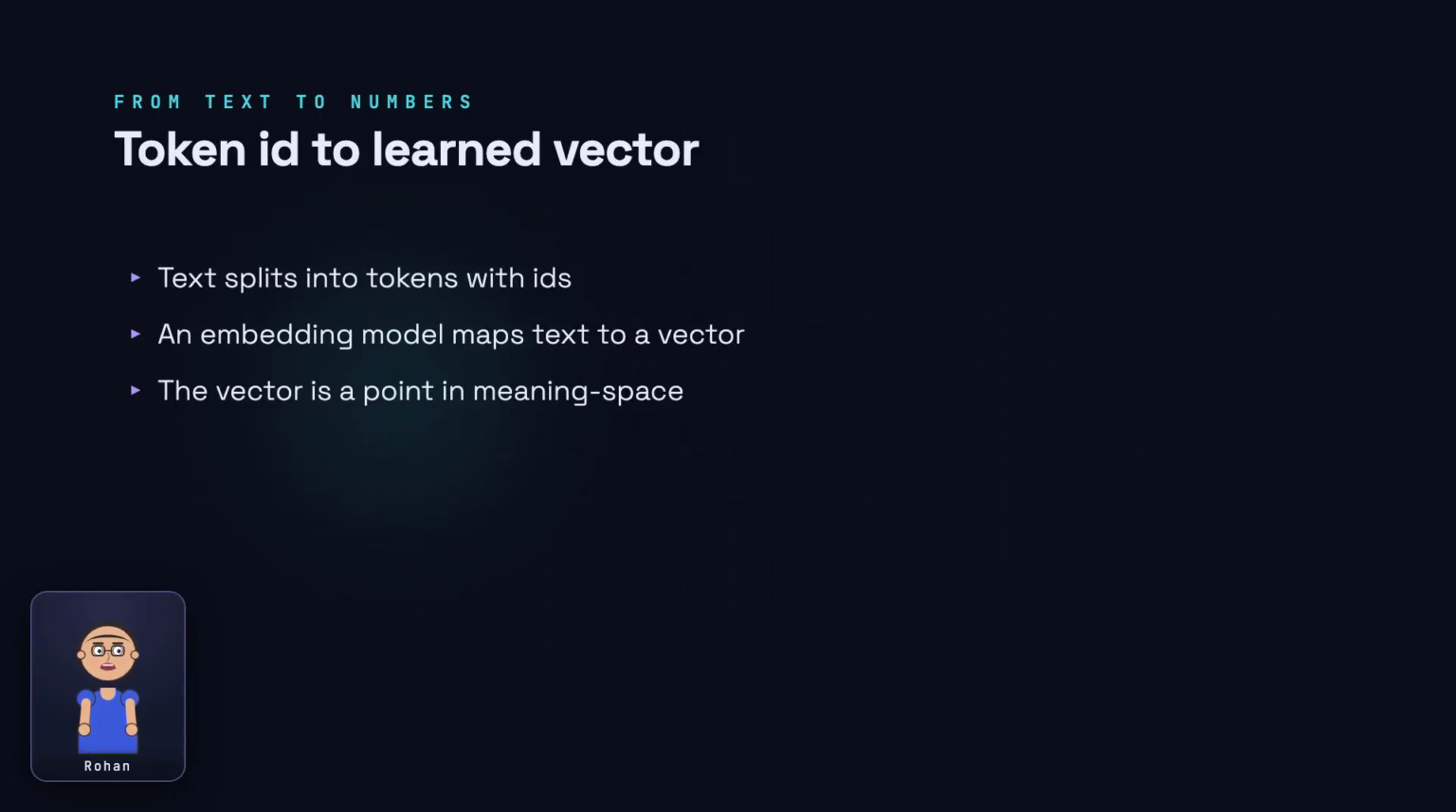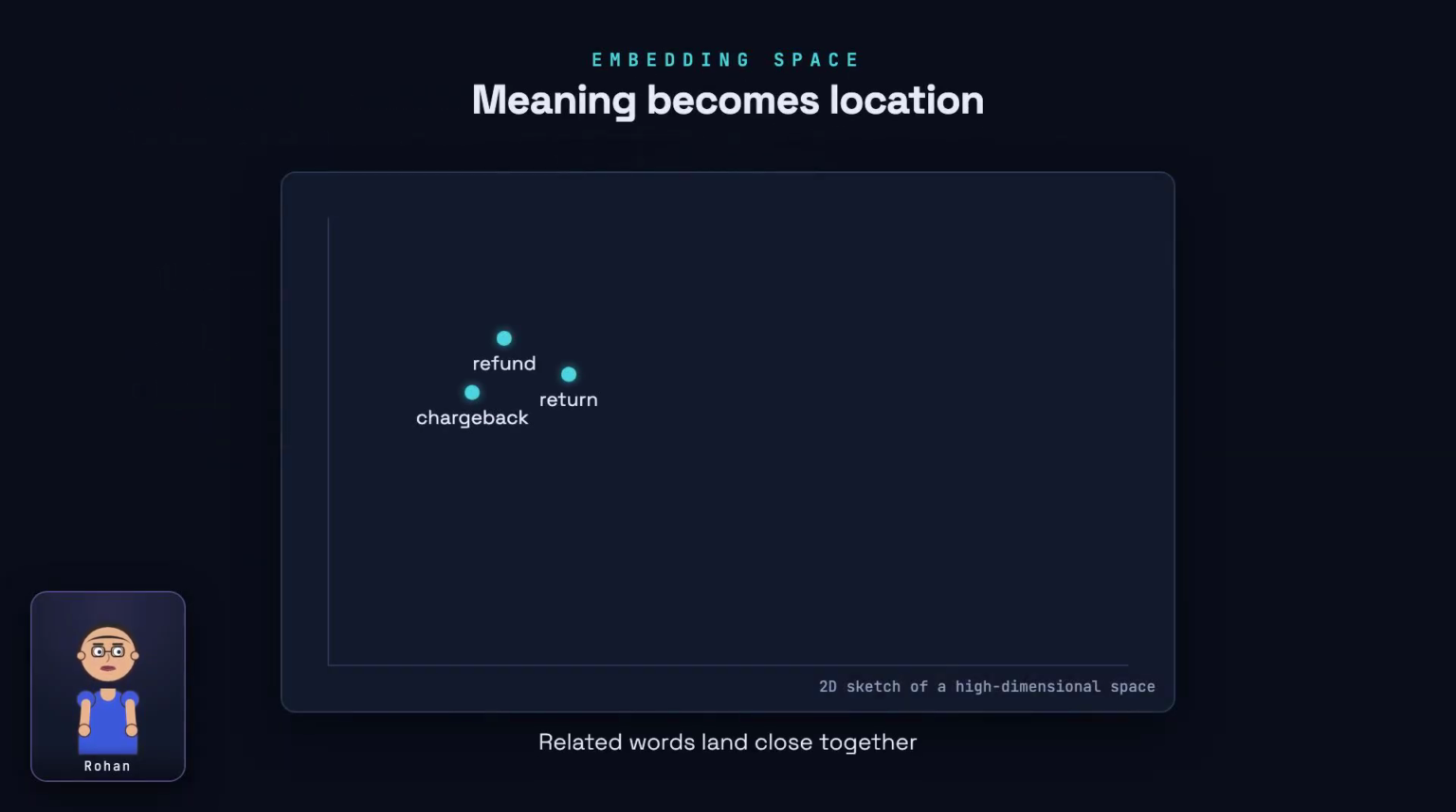First, text becomes tokens, small pieces with integer IDs. Then, an embedding model turns a whole chunk of text into one list of numbers, a vector. That vector is a point in a high-dimensional space where direction encodes meaning. Let's build the space one step at a time.